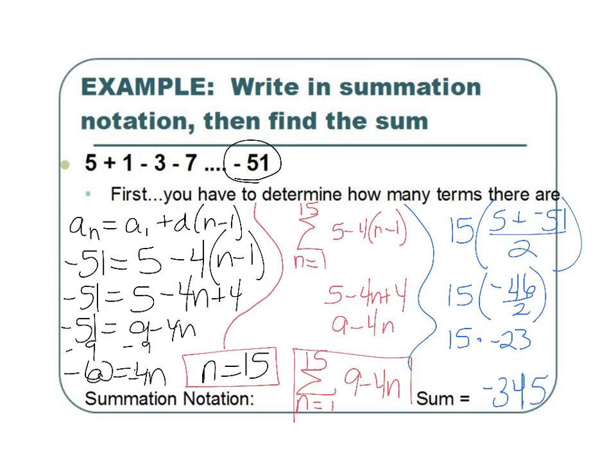Sorry I got interrupted there, but in the end, after you did all the math on that, you should have gotten a negative 345 for the sum of all the terms.